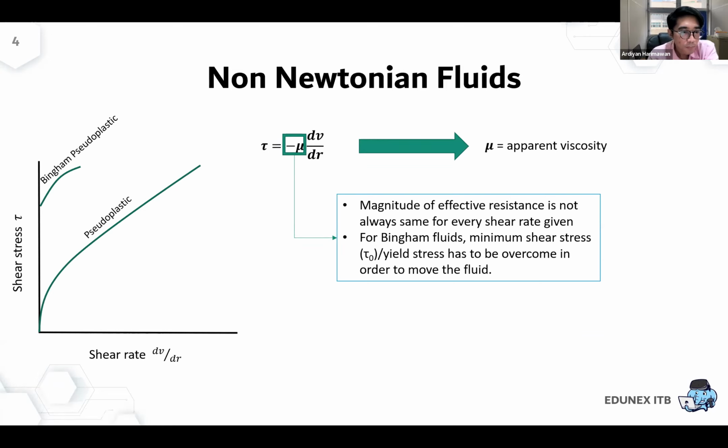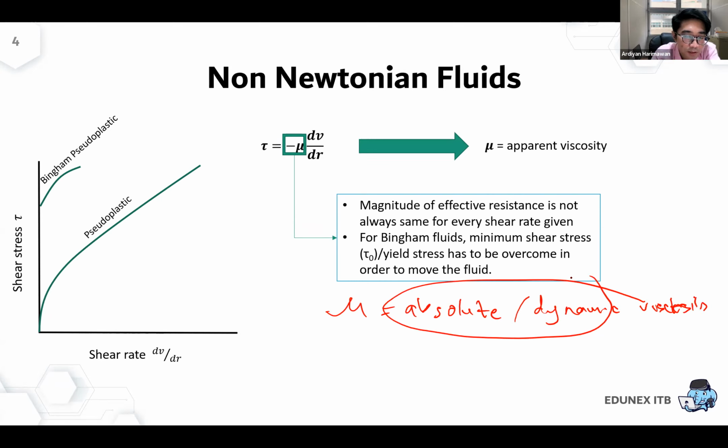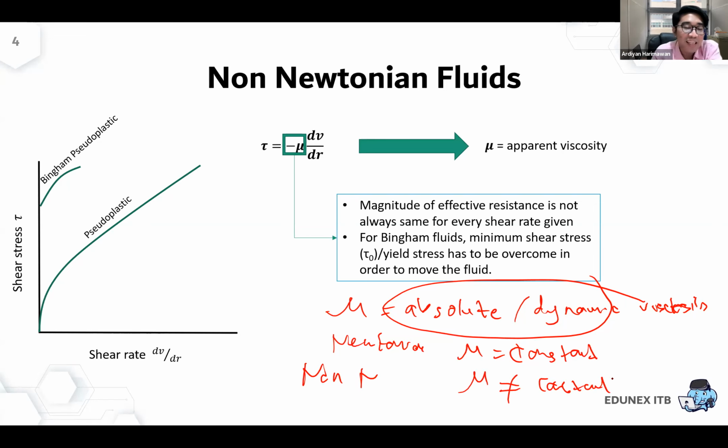Mu is the absolute or dynamic viscosity, right? Dynamic viscosity. For Newtonian, mu is constant. For non-Newtonian, mu is not constant. Just this is the difference. And in non-Newtonian, we call it apparent viscosity.